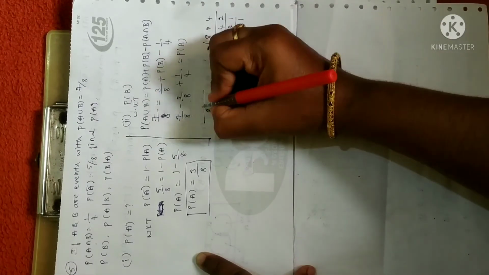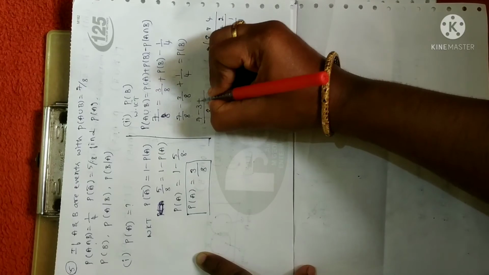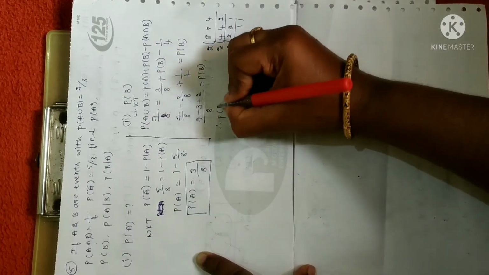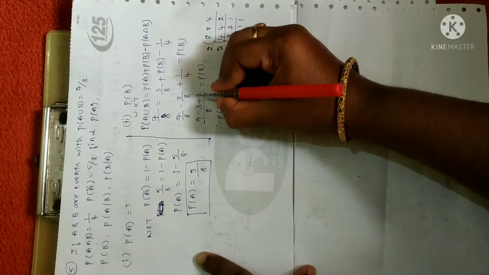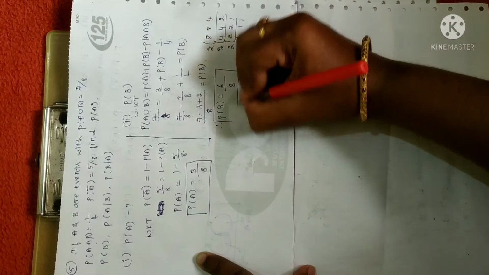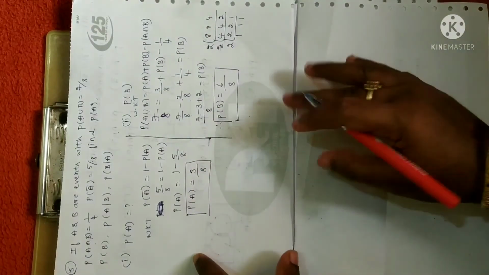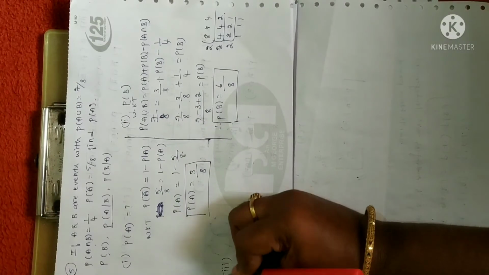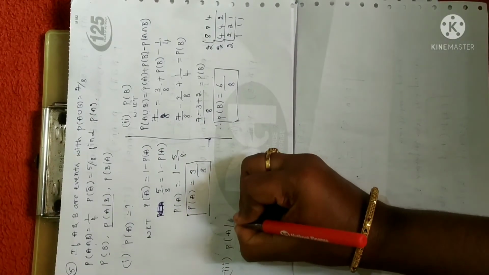So when you take LCM 8, you will get 7 minus 3 plus 2 as the probability of B. Therefore, probability of B is equal to 7 plus 2 is 9, minus 3 is 6, so 6 by 8. So probability of B is 6 by 8. Fine. Next, the third question: we have to find probability of A with reference to B.